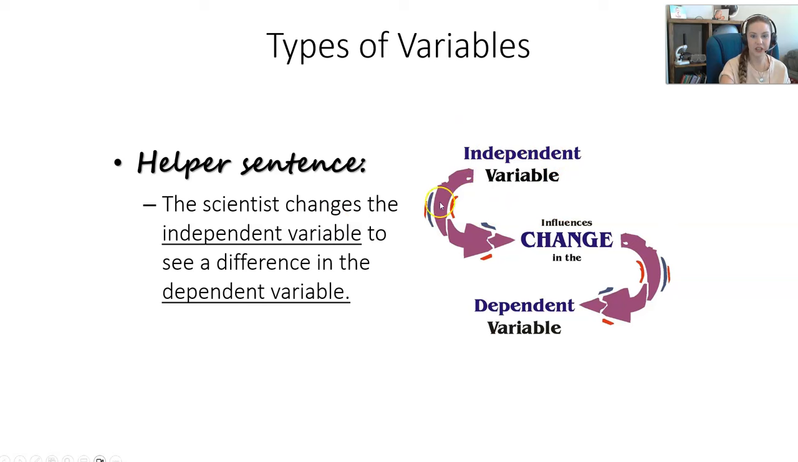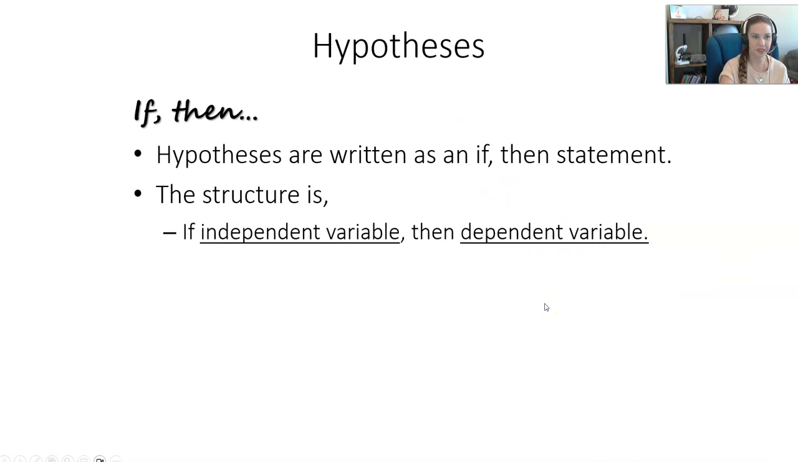I make a change, something happens, and then I observe that change. So we could say that a hypothesis is written as: if independent variable, then dependent variable. If I add water to my roses, then they will grow. I'm measuring the growth of my roses, and I change the amount of water I give them. I change the amount of water to see a result in the rose growth.